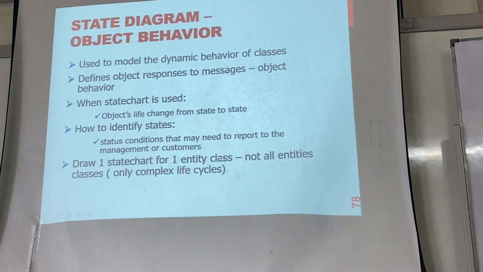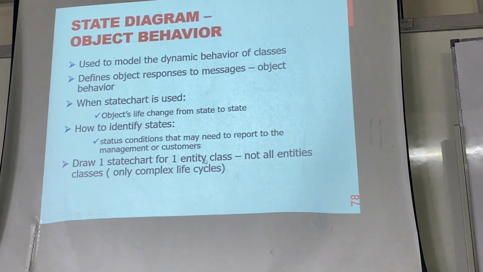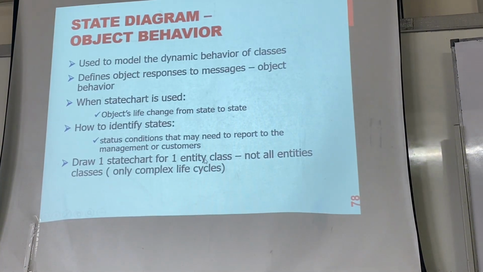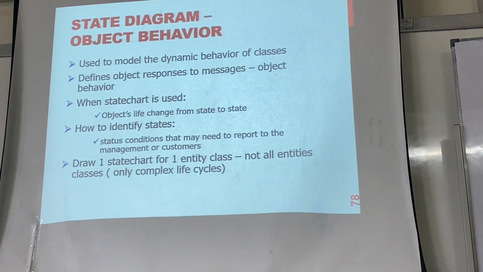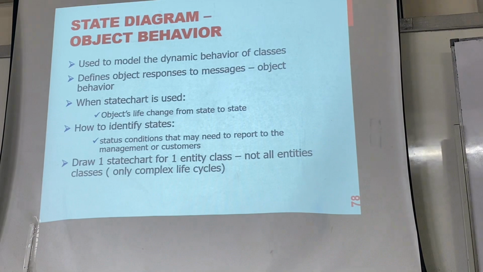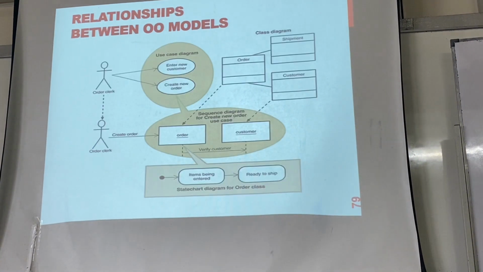Draw a state chart for one entity class, not all entity classes. One class, one chart, one diagram. If you show two classes in one diagram, it is totally wrong. Straight away wrong. That's what happens when students make mistakes, they combine a few.